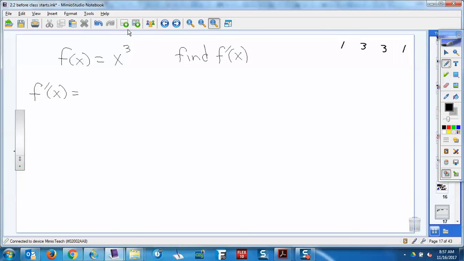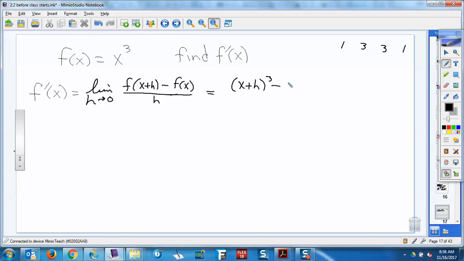What if f of x was x cubed? We want to find f prime of x. Well, limit as h approaches 0 of f of x plus h minus f of x, all over h. I just always like writing the definition out first, and there's less chance of screwing up. But when you're doing your homework, if you've got several of these to do and you don't want to spend a lot of time on that, that's fine. But now we're going to plug x plus h into there, so that's x plus h cubed minus x cubed all over h.